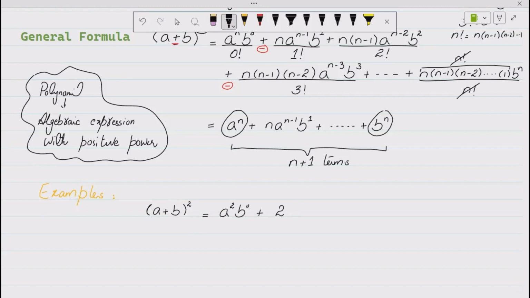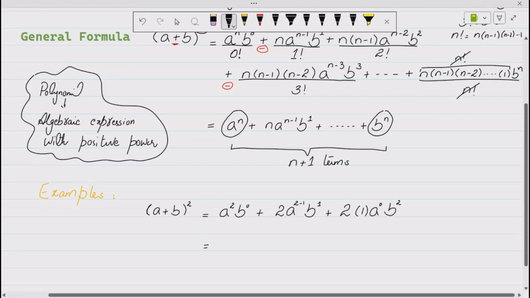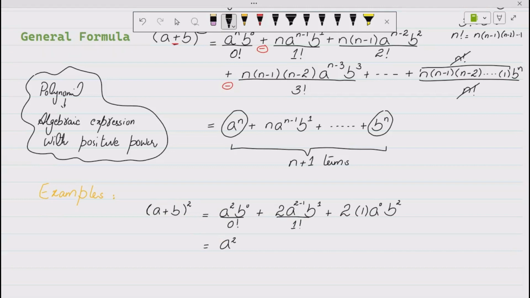a b to the power 0, plus 2a, now 2 minus 1, b raised to the power 1, plus now 2, 2 minus 1 is 1, we'll take 1, a raised to the power 0, and b. So now a 2, again the main thing is 0 factorial, 1 factorial, and 2 factorial. So whatever power of b is in the term, we get in the denominator the factorial of that power.